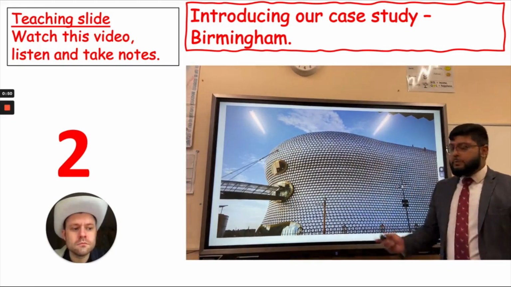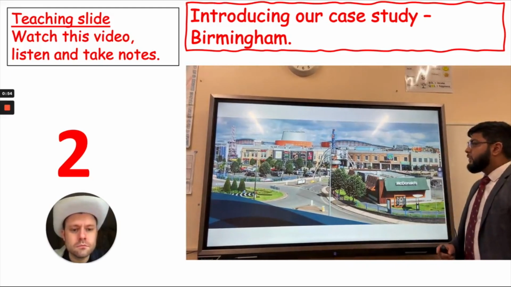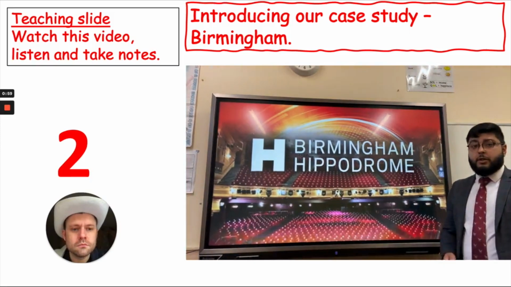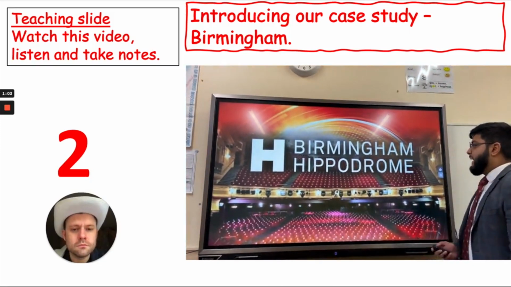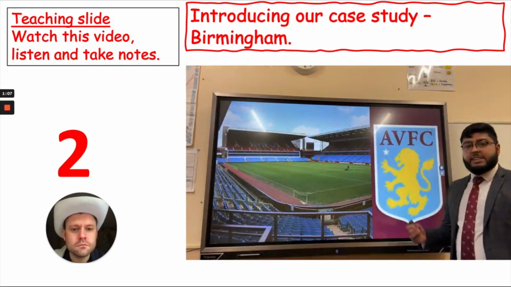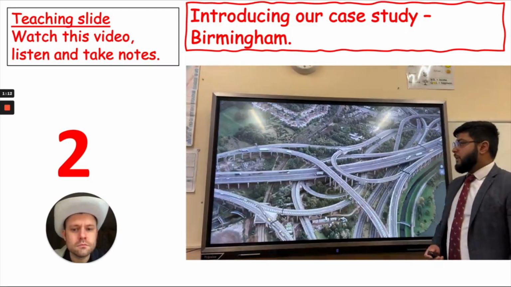So we've got the Bullring Shopping Centre, a massive tourist attraction, but also Star City in Nechells, with lots of shops and restaurants and leisure activities. Birmingham Hippodrome is one of the biggest and busiest theatres in the UK. Lots of football clubs as well, so Birmingham City Football Club and Aston Villa Football Club, with large stadiums that have been used for global sporting events like the Rugby World Cup.